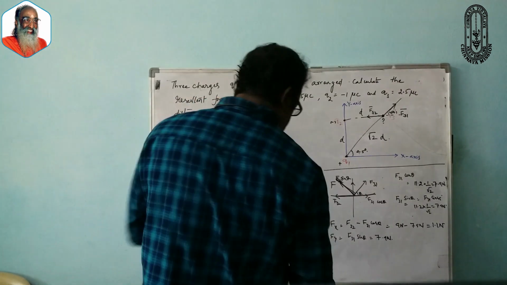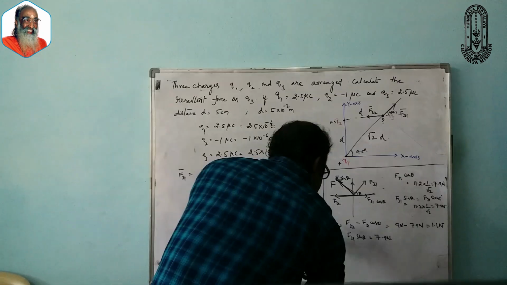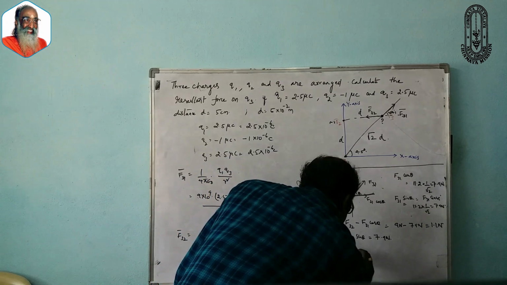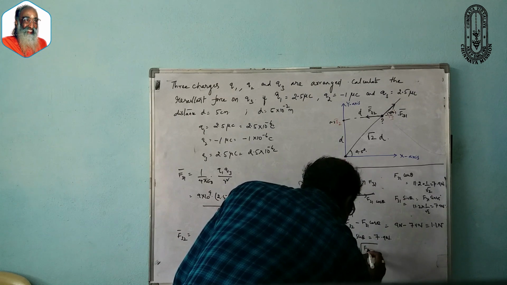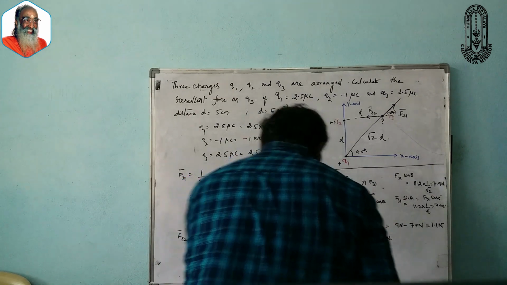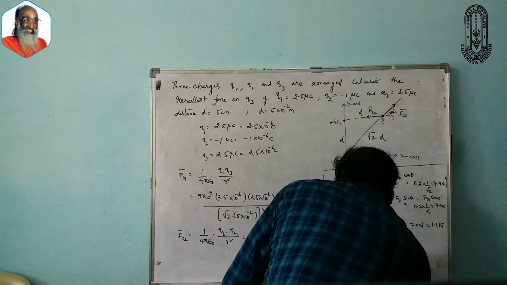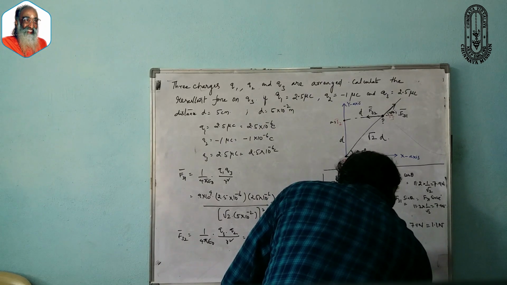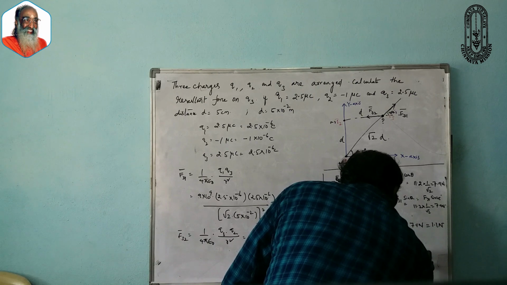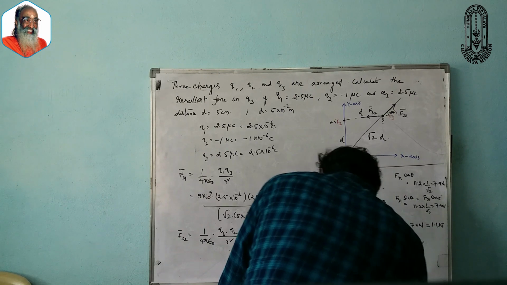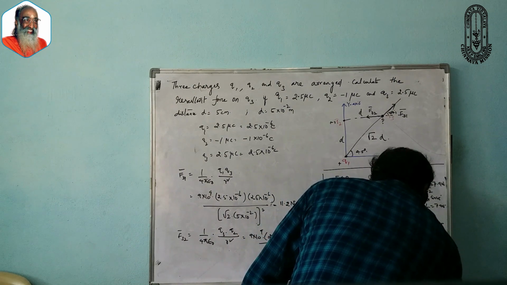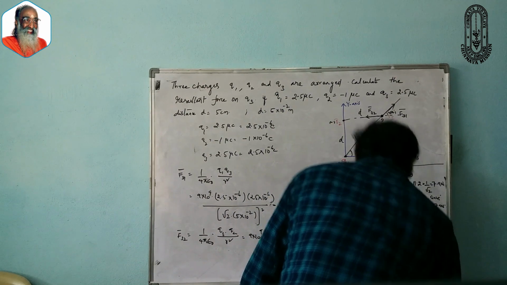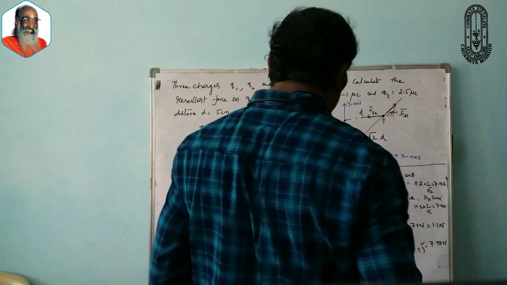So now, what is Fx? If Fx and Fy are there, and if they are perpendicular to each other, F is equal to square root of Fx square plus Fy square. It is square root of 1.1 whole square plus 7.9 whole square. So we are going to get the answer as 7.98 Newton.